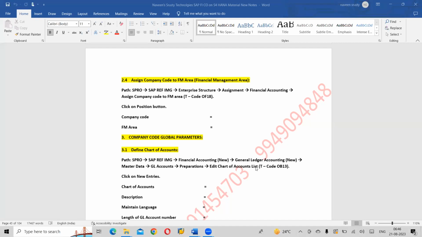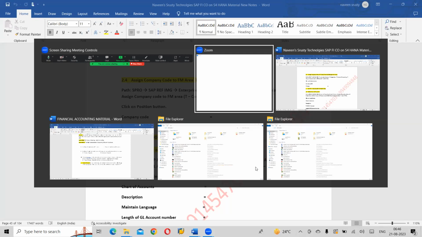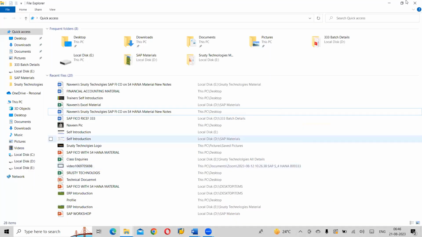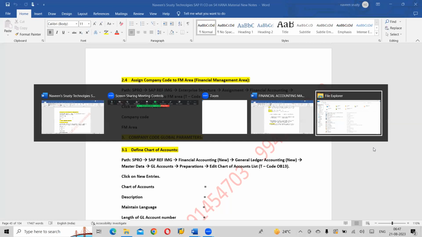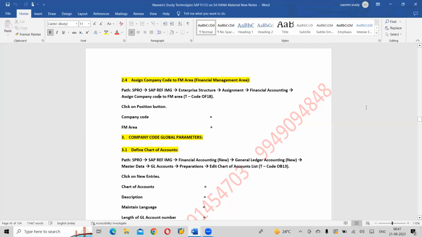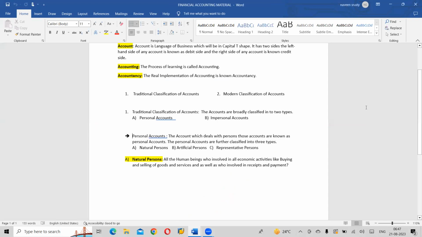Okay, before we proceed, any questions? We are doing the manual accounting part. We'll complete that today and then proceed to the next practical part. We discussed the types of accounts.